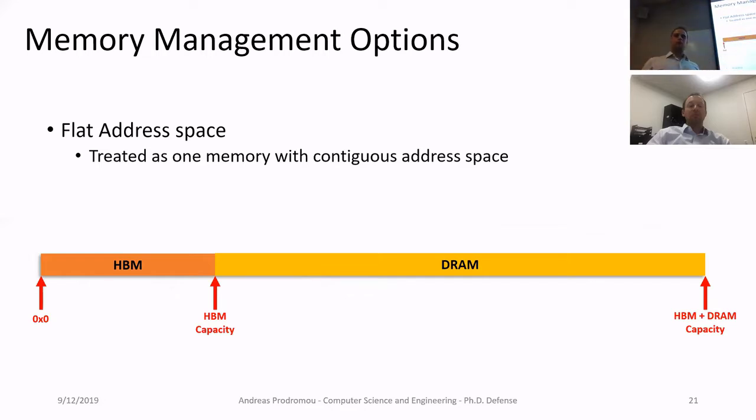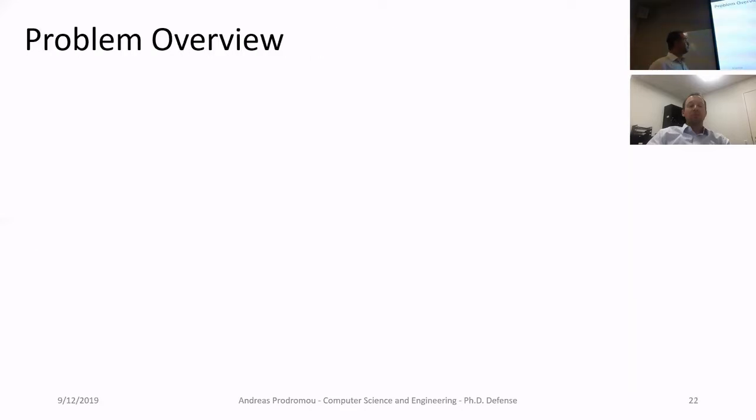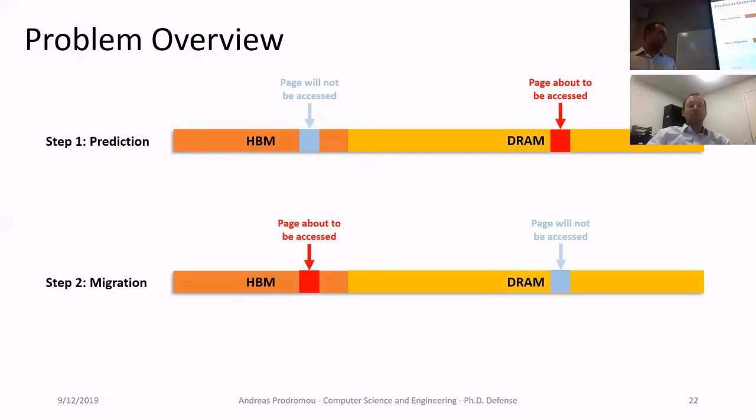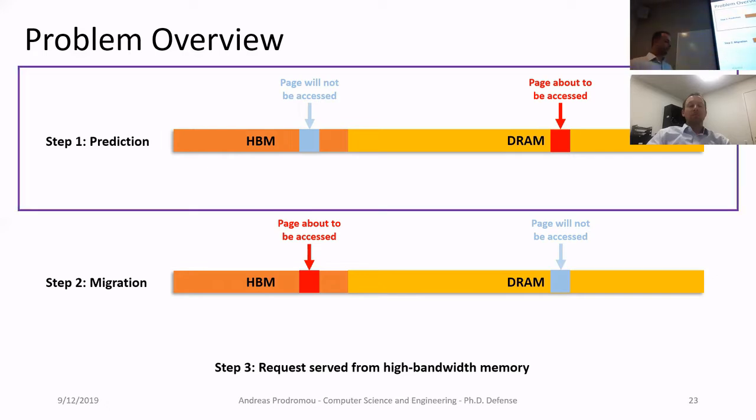The problem we're trying to solve has three steps. The first one is prediction. We want to predict pages that are about to be accessed, pages that will not be accessed. And once we do that, we want to physically swap the data, the migration step. And finally, a request comes in, and ideally, we want to serve it from the high bandwidth memory. We want to maximize the number of requests we serve that way. Let's take a look at prediction.